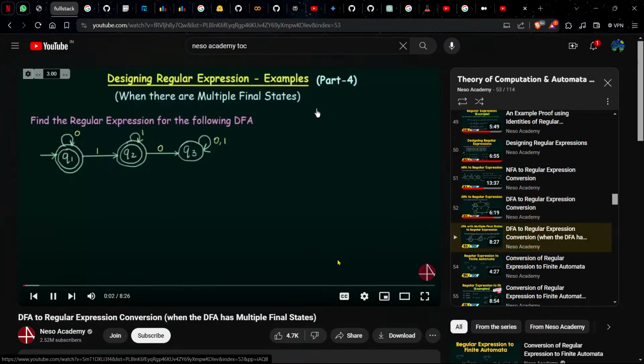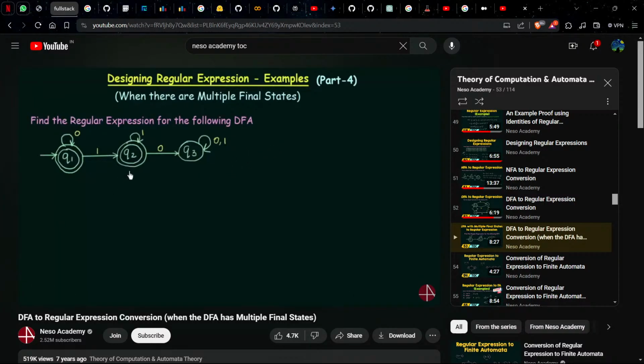In this lecture, we will be seeing another example of designing regular expressions for a given DFA when there are multiple final states. Till now, we have seen how to design the regular expressions when there is only one final state in the DFA, but here we see that in this DFA there are two final states. So we'll see how we find the regular expressions for this kind of DFA where there are multiple final states. The process is very simple.